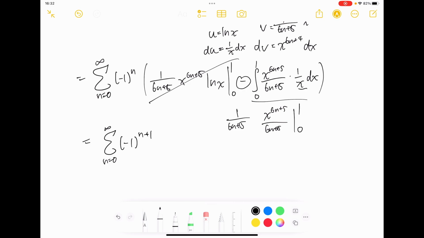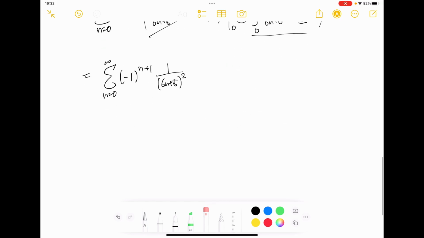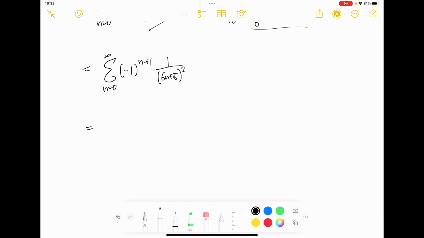Bounds from 0 to 1, the bound at 0 vanishes, the bound at 1 gives 1 over 6n plus 5 all squared, because x goes to 1. So that gives us 1 over 6n plus 5 all squared. How exciting! And now we just have an infinite sum to work with. So this will be the sum from n equals 0 to infinity of negative 1 to the n plus 1 divided by 6n plus 5 squared.